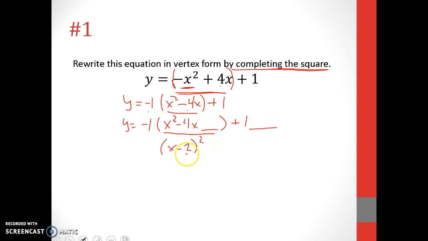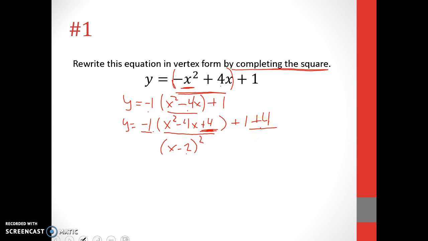But in order to have a 2 here, that means this has to be a +4, because -2 squared is +4. But I really didn't add a 4 to the right side of the equation. I added a 4 times a -1, which is -4. So over here, I'm going to add 4 to balance that out. I added a -4 here, and I'm going to add a +4 here.